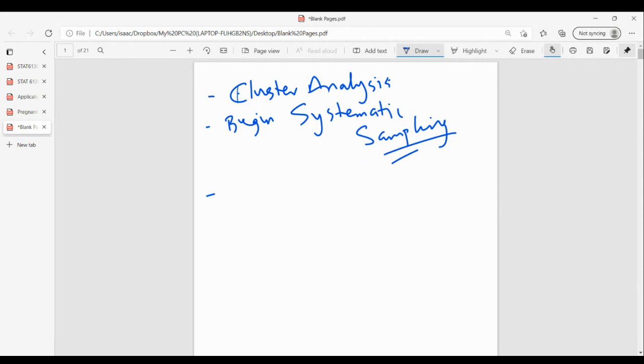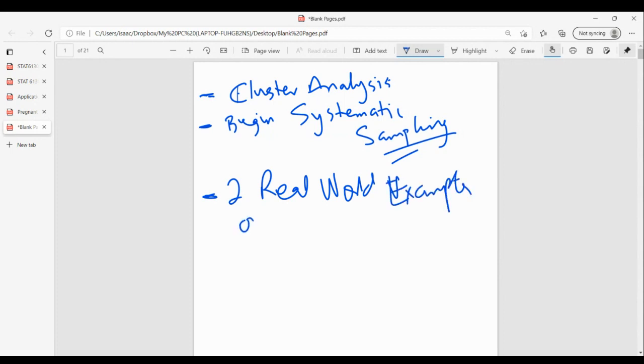I'm interested in looking at more of the other detailed sampling designs like cluster, two-stage, multi-stage. All those things are important for us because when you leave the course, those are the names or the areas that you're going to hear when you go outside to do anything. And then we'll look at two real-world examples of sampling in general.